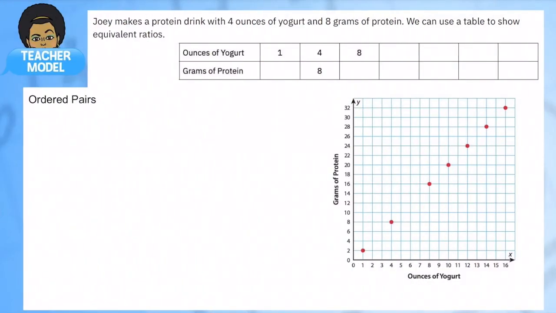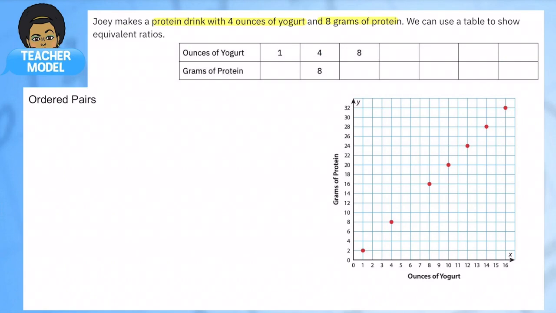Okay, Math Marbles, we're going to start with our last lesson, which is starting from this table, and I'm going to add on to it and show you how to make ordered pairs that you can graph. So let's start by reading the question. Joey makes a protein drink with 4 ounces of yogurt and 8 grams of protein.